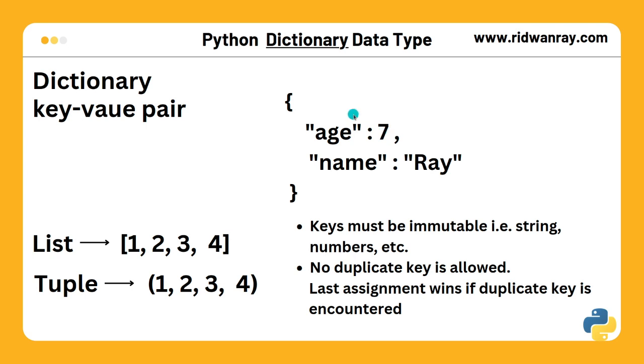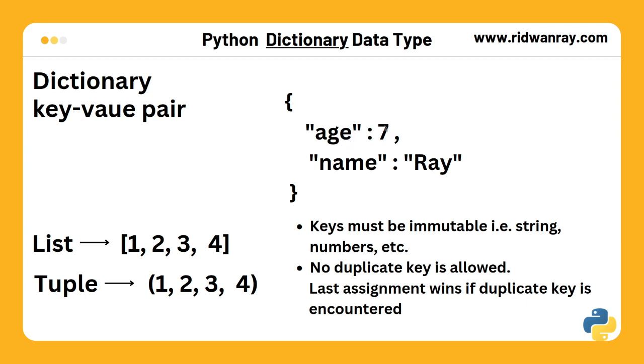To create a dictionary in Python, we simply enclose all the keys and values within curly braces. Each key is separated from its value by a colon. For instance, the first key is age, and the value is 7. The second key is name, and the value is Ray. Immediately after the first key and value, a comma is introduced before the next key and value. Essentially, a dictionary in Python allows you to associate one thing with another.